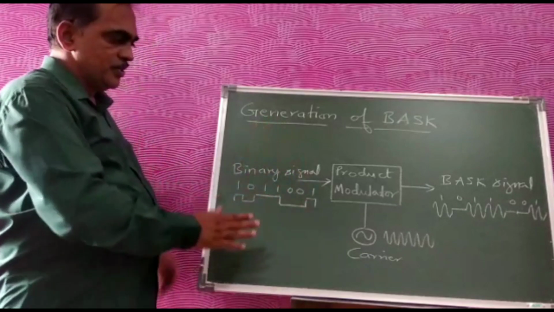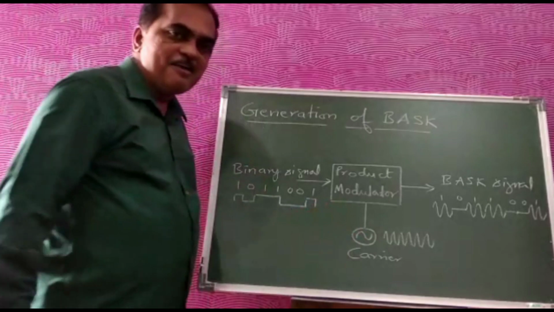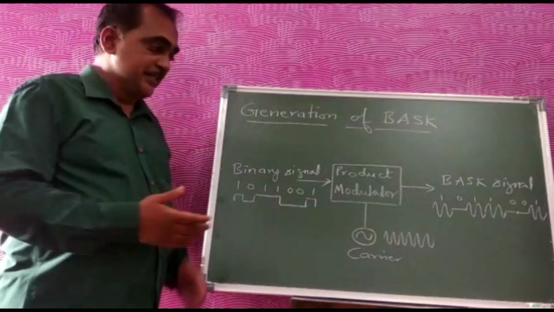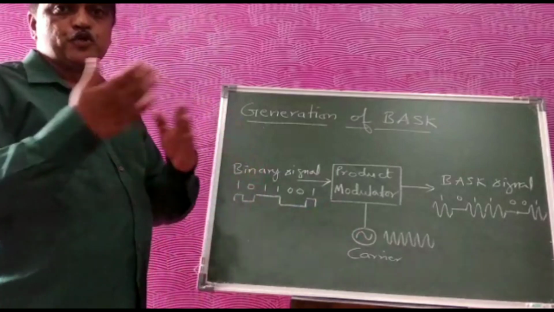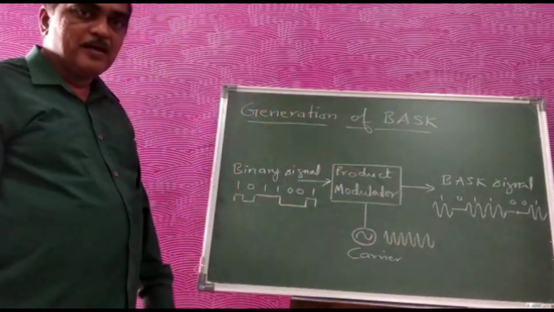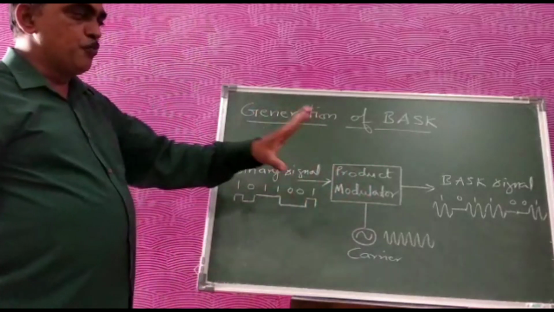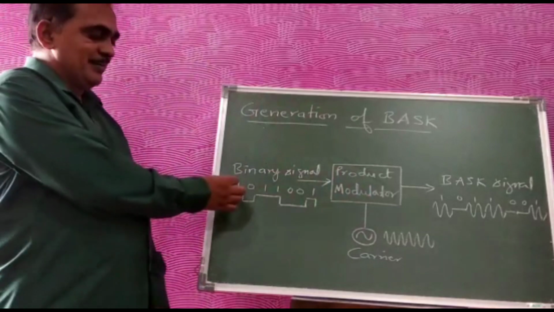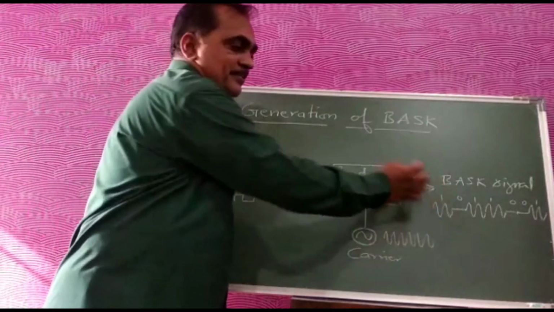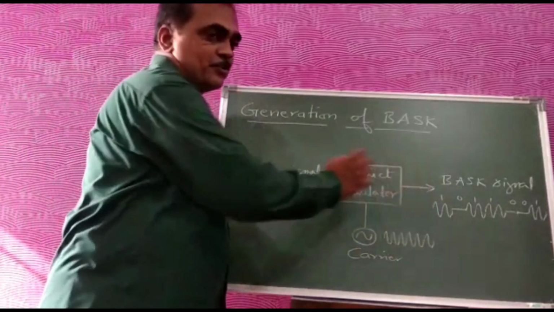It is represented electrically in this way. This will be one of the inputs, and the other input will be a high frequency carrier signal, which is responsible for taking this data from one point to another. When these two signals are given as input to the product modulator, the output will be seen that whenever the data is 1, the carrier is present at the output. Whenever data is 0, the carrier is absent at the output.